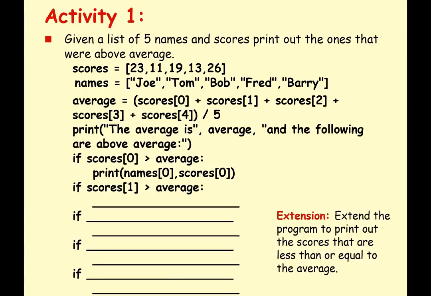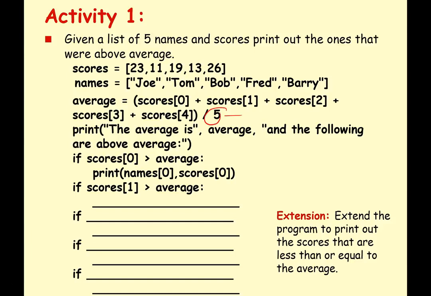So if we want to calculate the average, we're going to do it in a really basic way. The average is score 0 plus score 1 plus score 2 plus score 3 plus score 4 divided by 5. So again, we're just going to add this score, this score, this score, this score, and this score together. There's a better way to do that, but we'll look at that in the next lesson. Let's just keep it very simple. So we'll add all those together, divide by 5, because there are 5 items in the list.